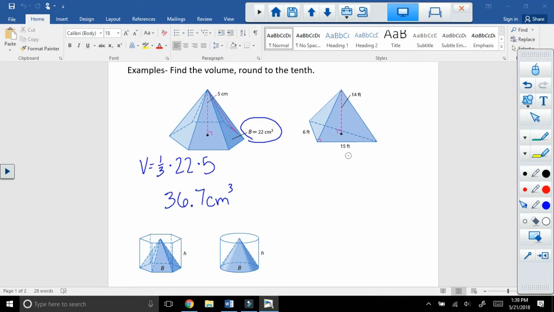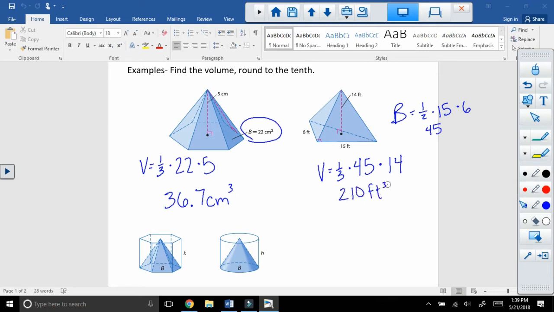For this next one, this is a right triangle, so the area of the base is going to be half of 15 times 6. So when you multiply that together, that's 45. And the height of that pyramid is 14. So volume equals 1/3 times the area of the base times the height of the prism, or the pyramid in this case, sorry. So we have 45 times 14, and it's 1/3 of that. So the answer would be 210, and that's cubic feet.